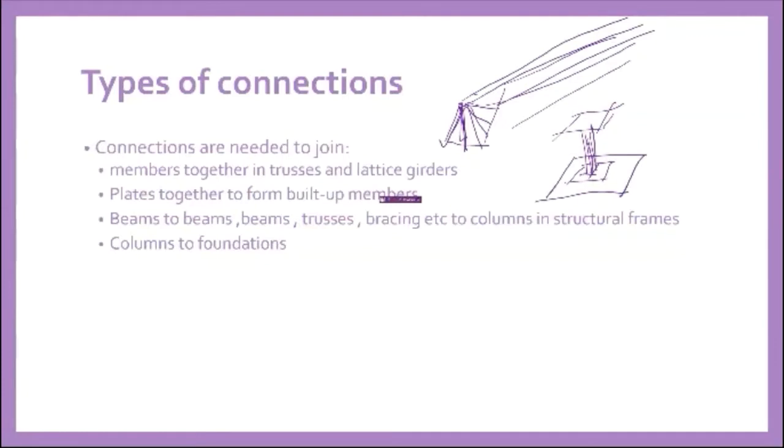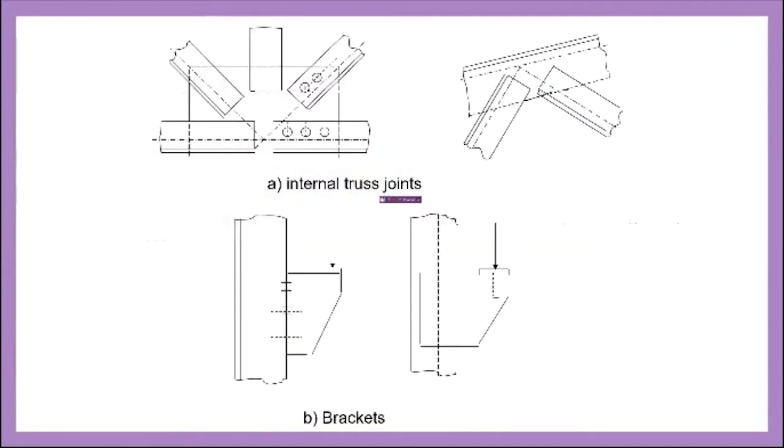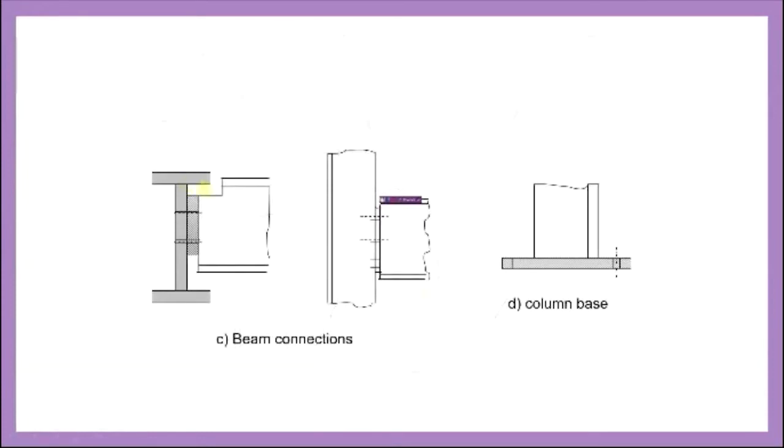So you now combine all these elements, and columns to foundations. Let's say this is a steel column, and then you have a foundation. It can be a steel foundation also, because of your steel footing. You can combine them using steel connections. For example, internal truss joints: you have trusses that you want to join together between plates and all the other elements of the truss. We have brackets and beam connections, because you want to connect an I-beam on one side to the beam on the other side, and connect together as a column base.